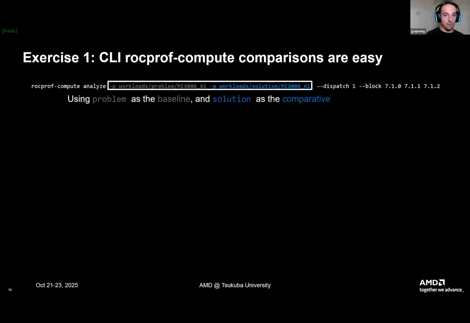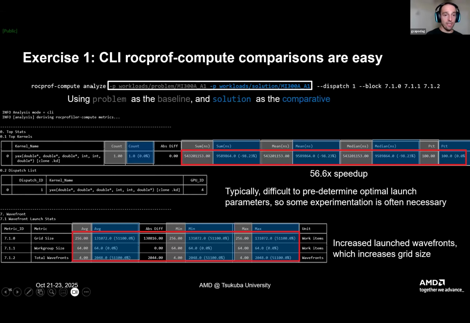So what we see, once again, we're doing the Rocprof-compute analyze, comparing these two workloads. The gray one is the baseline, what we call the problem, and the blue one is the solution. And we see that just with this simple change, we've gotten a 56.6x speedup. So we increased the occupancy. We used more threads, and that helped a lot.